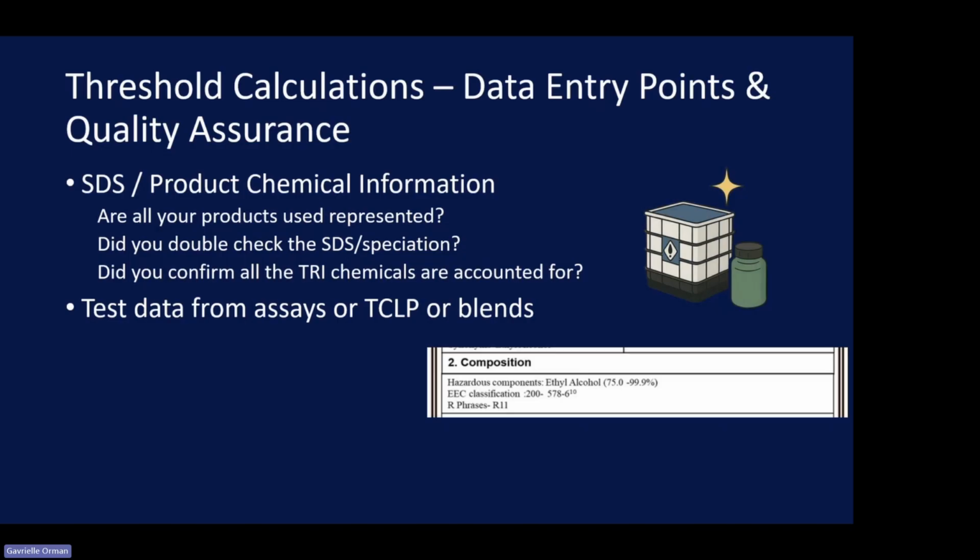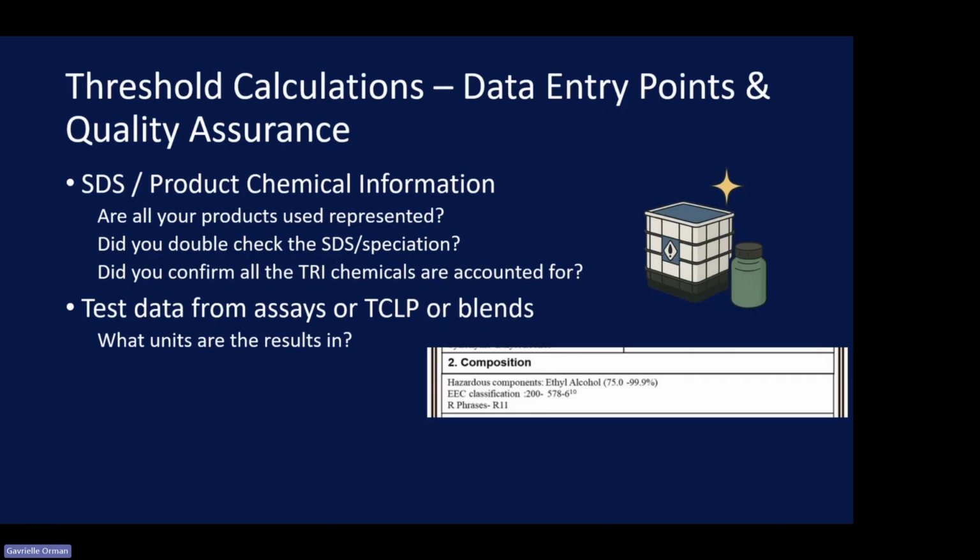A second spot that's good to check over is going to be any test data that you're getting from assays or T-clips or blends. What units are your results in? You're going to see this as a trend throughout this webinar. It is the most common error in TRI reporting: unit conversions. So if you have T-clip results in milligrams per liter, are you properly converting that into whatever you need to get pounds at the end of the day?